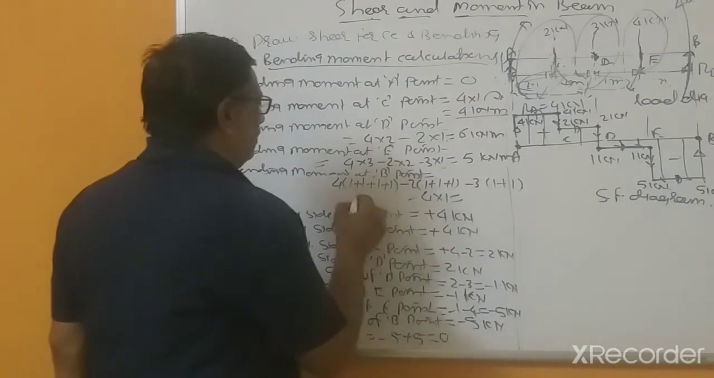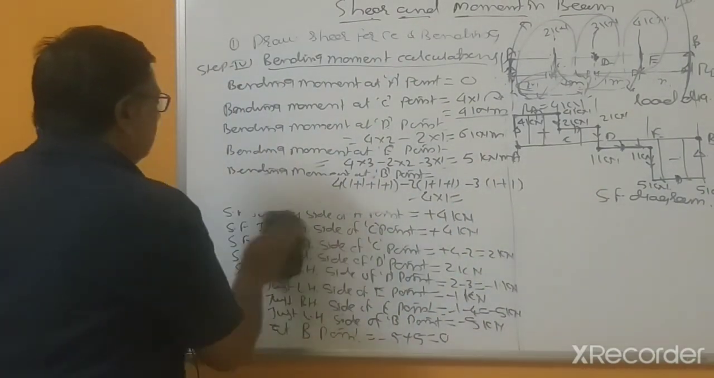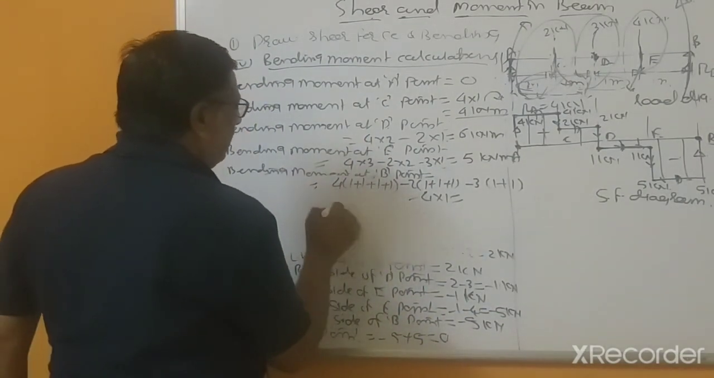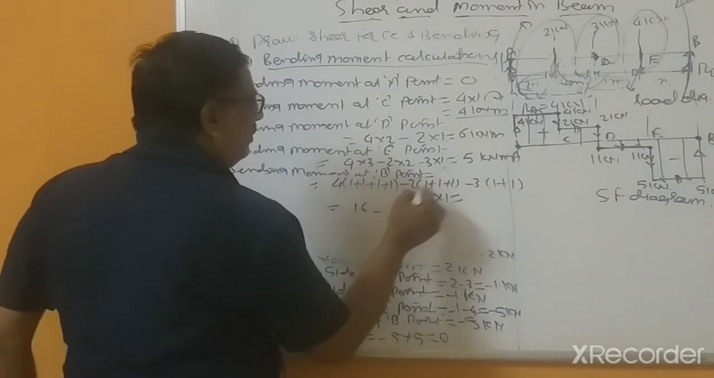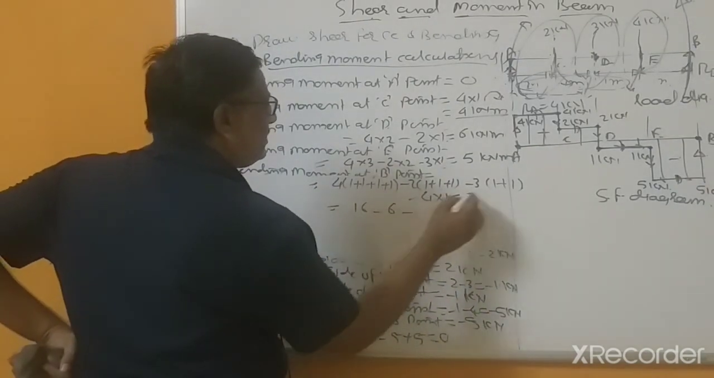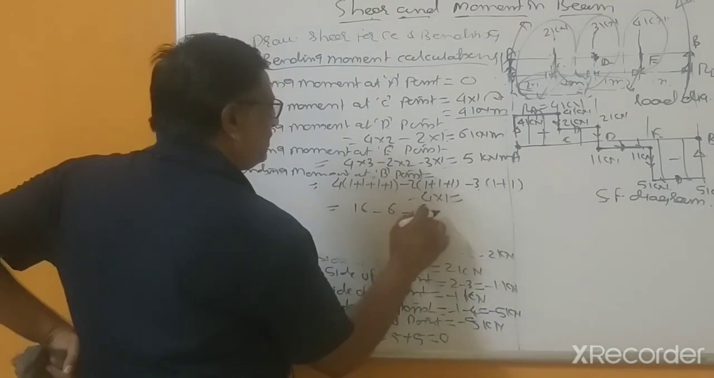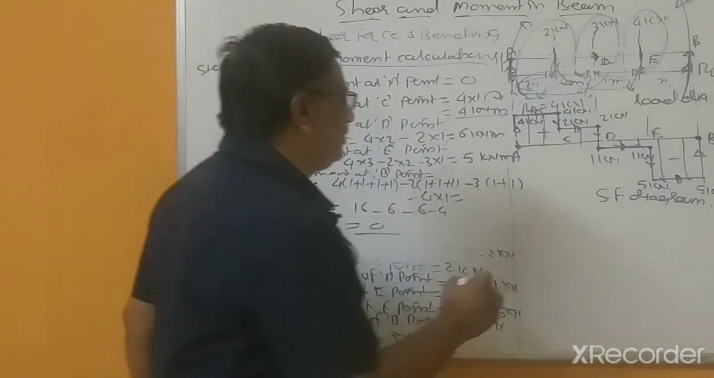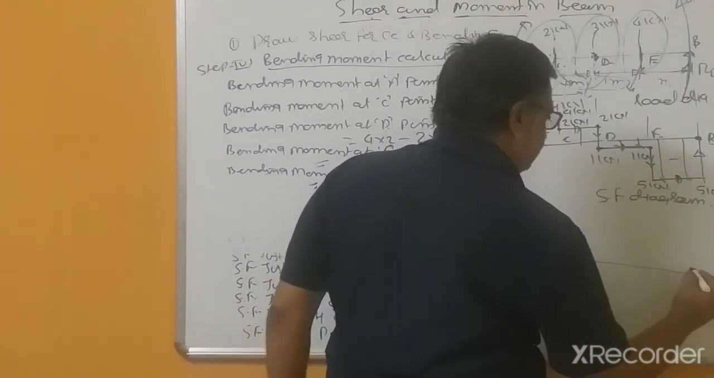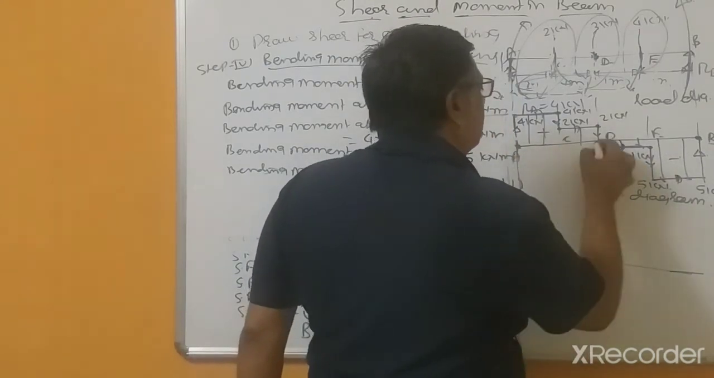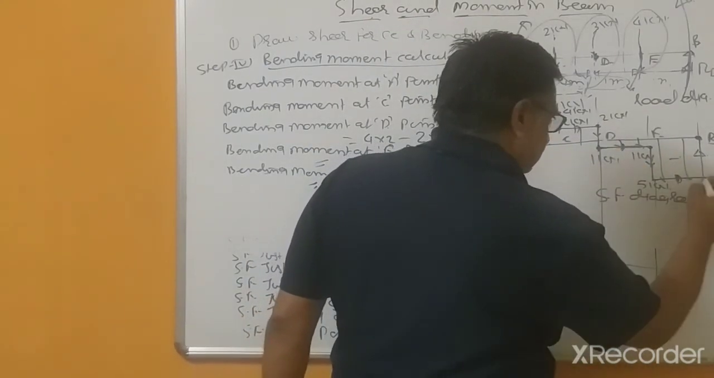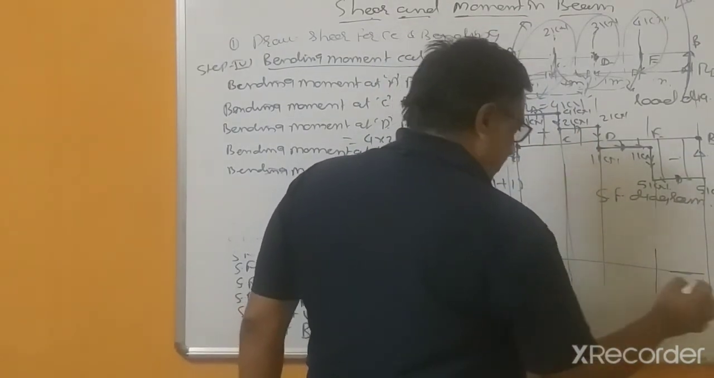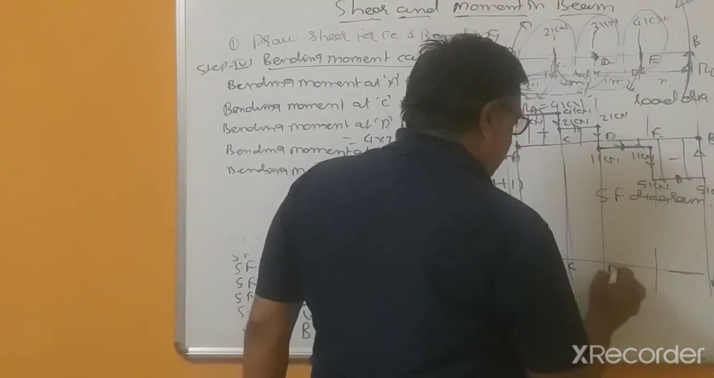This is equal to 4 multiplied by 4, this is 16. 2 multiplied by 3, minus 6, minus 3 into 2, minus 6, and this is minus 4. So this is equal to 0. So that's why, for this bending moment diagram: A point, B point, C, D, E.